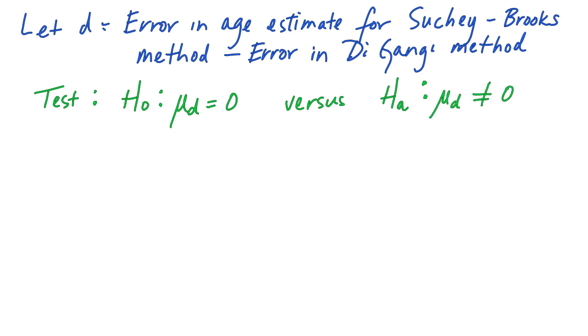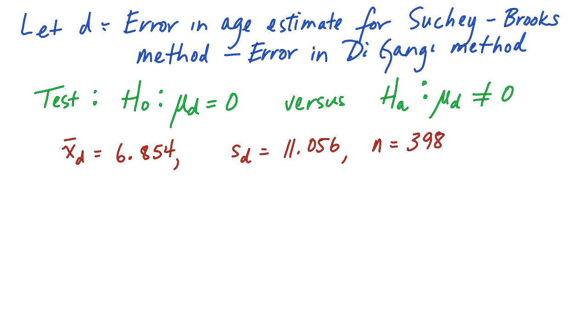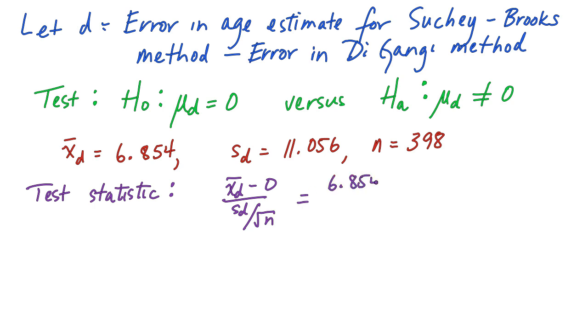The statistics we'll need from our data are the average of the differences, which is 6.854, and the standard deviation calculated from the 398 differences, which is just over 11. As we've already seen for a one-sample test of the mean, our test statistic is the sample average, standardized by centering around our null hypothesis value, in this case 0, and dividing by the standard deviation of the mean, which is the standard deviation divided by the square root of n, and this gives us approximately 12.37 for our test statistic.